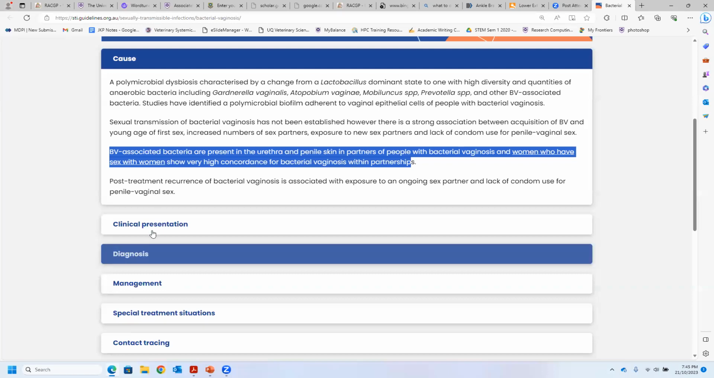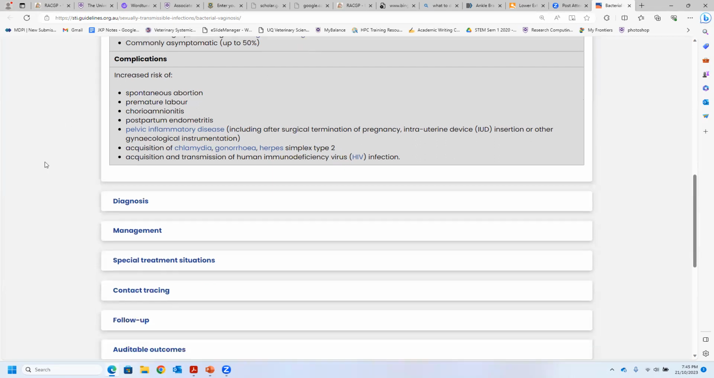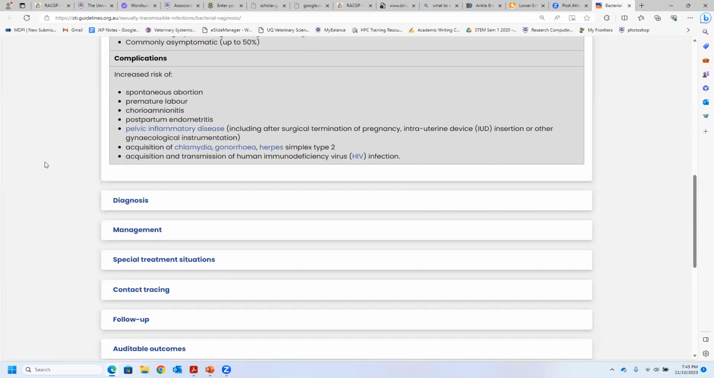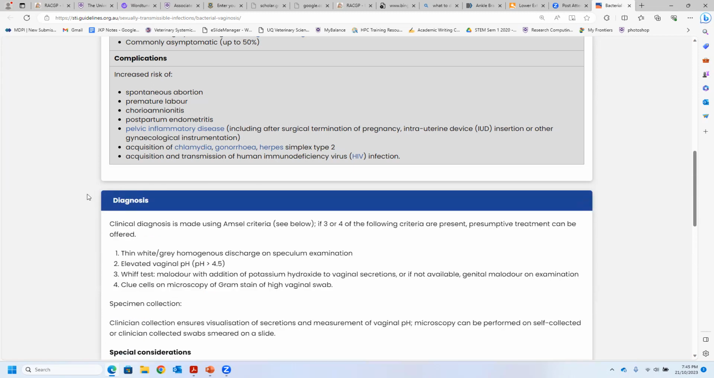barrier methods. So clinical presentation is the same as that of a UTI, like an STI: malodorous vaginal discharge. It will be thin, white or grayish in color, sometimes asymptomatic, with increased risk of abortion, premature labor, chorioamnionitis, endometritis, PID, and it also puts you at risk for other sexually transmitted infections.